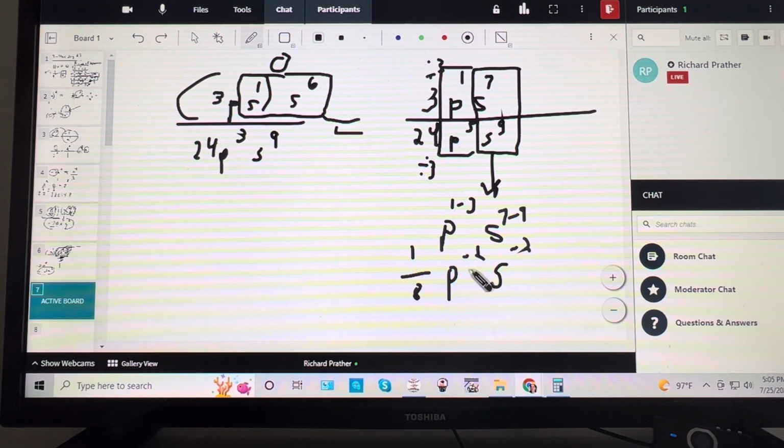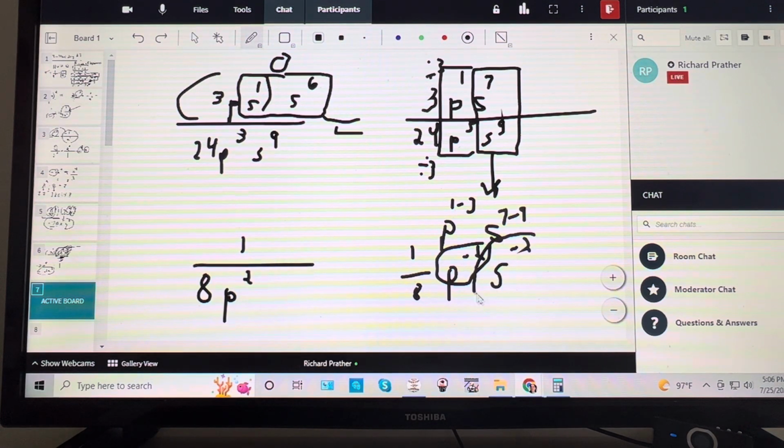And then we can't leave these -2's in the answer for exponents, so we need to put them in the bottom. They're currently in the top. So you got your 1/8. P to the -2 can drop to the bottom and become p to the +2. S to the -2 drops to the bottom, becomes s to the +2. There's nothing left in the top, so we have to have the 1 there.